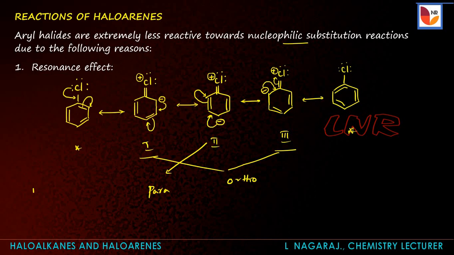That is, in the haloalkane, it contains only a carbon-halogen single bond, but in the haloarenes there is a partial double bond between the halogen and the carbon. Due to the presence of the double bond, it is difficult to break the bond. That is, it requires more energy to break the bond as compared to the haloalkanes. Hence, haloalkanes readily undergo nucleophilic substitution reaction, but aryl halides are less reactive towards nucleophilic substitution reaction.